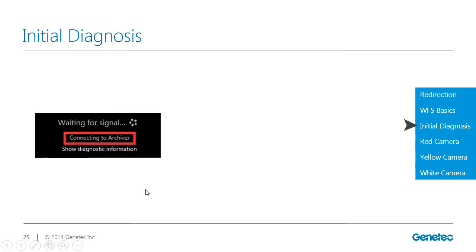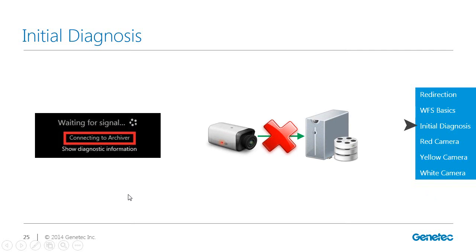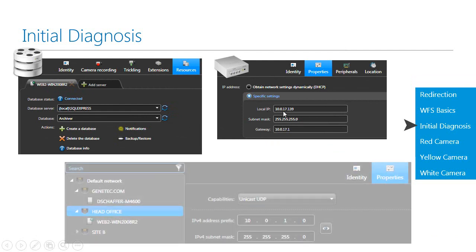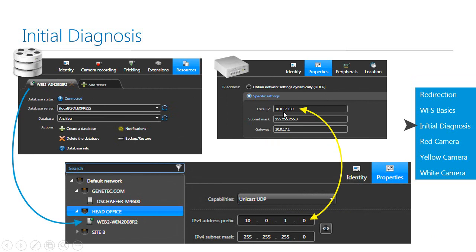Now, another message we might see under the waiting for signal message is connecting to archiver. This usually indicates there's a problem with the video getting from the camera to the archiver. Take a look at the network the archiver is on. So in this case we have our server here, and the network that the camera is on, which we can determine by the IP address here. If they're not the same, make sure there's no network restrictions or firewall rules that are keeping traffic from passing in between them.